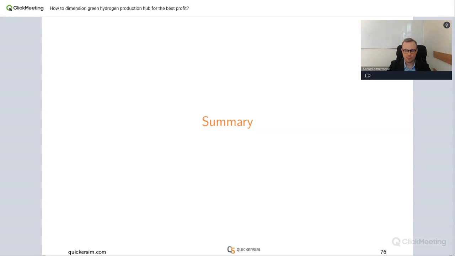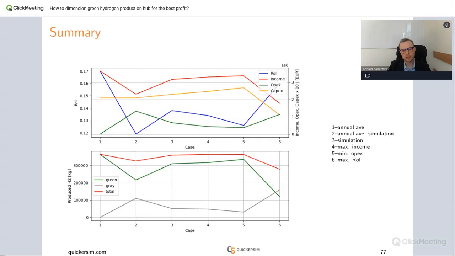And we are close to the end of the presentation. Some summary of the installation. As you can see, I had 6 cases calculated. First case was annual average, paper and pencil approach. Then I had simulation of that case. Then I dimensioned the installation using simulation. And then I had 3 different objectives of optimization, like maximization of income, minimization of opex, and maximization of ROI.